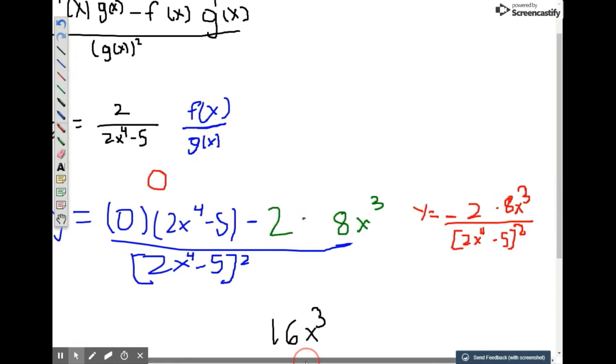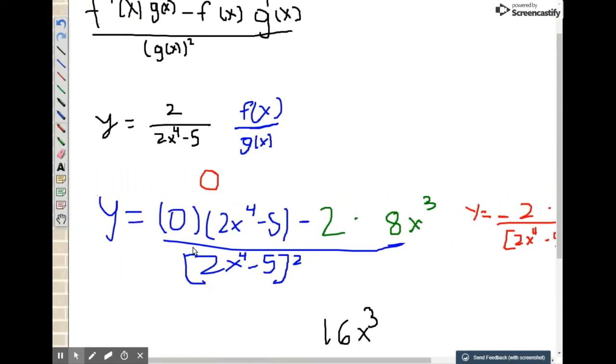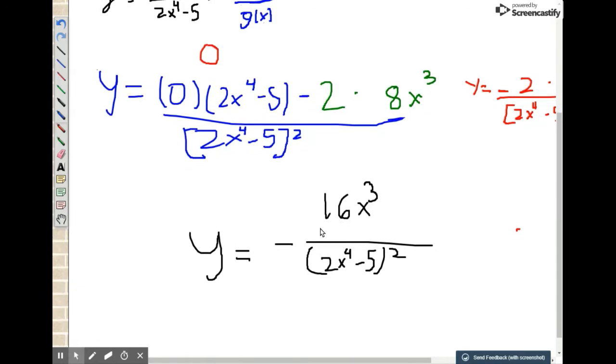And we're going to simplify it for a little bit, and then we get y prime equals negative 2 times 8x cubed. And we square the bottom, so it's 2x to the 4th power minus 5, squared. And we simplify more, and we get negative 16x cubed divided by 2x to the 4th power minus 5, squared.